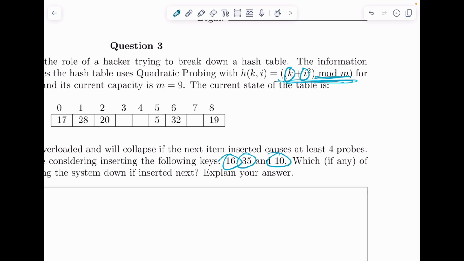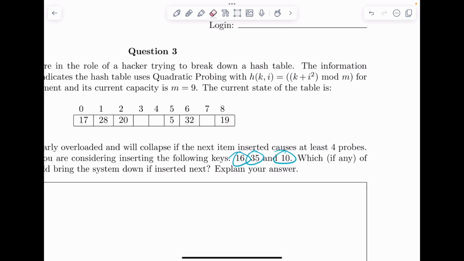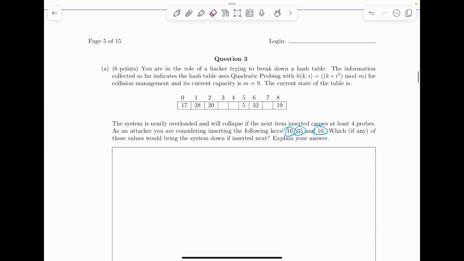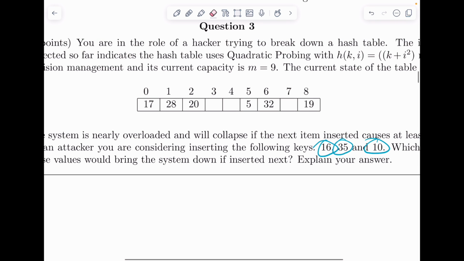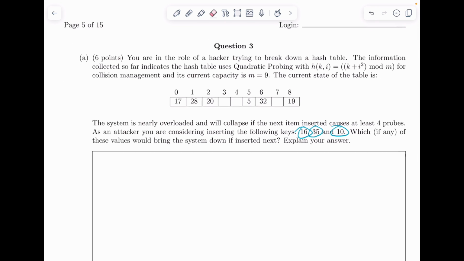And then the modulus operator. So that's our hash function for the table. And its current capacity is 9 indices long. And this is the current state of the table. Looks like it's got a few values filled in, except for a couple, which will probably lead to some problems because collisions are no good.